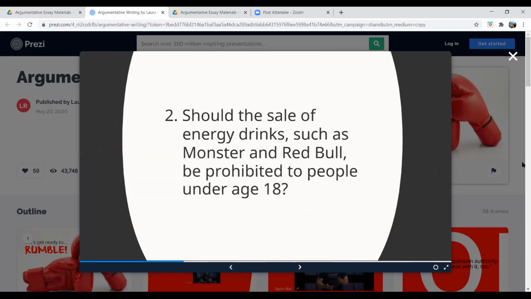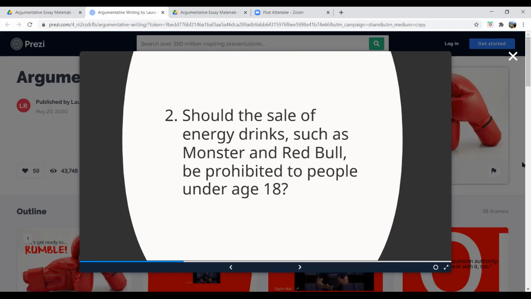Should the sale of energy drinks, such as Monster and Red Bull, be prohibited to people under age 18? If you think yes, they should be prohibited, you're pro. You agree with this. If you think no, they should not be prohibited, anybody can buy whatever they want, you're con. You do not agree with it.